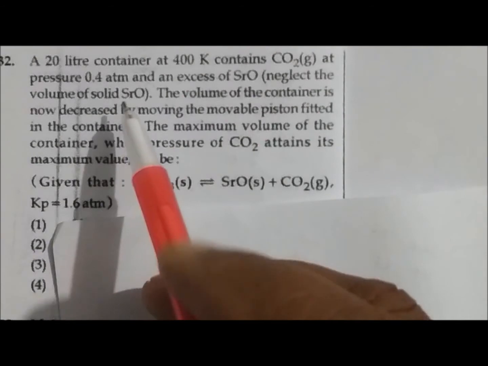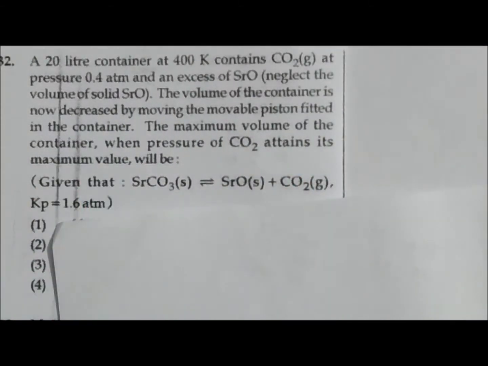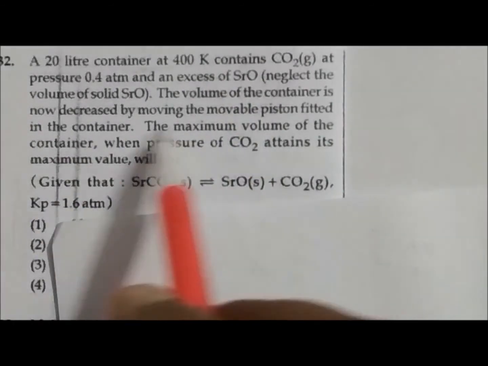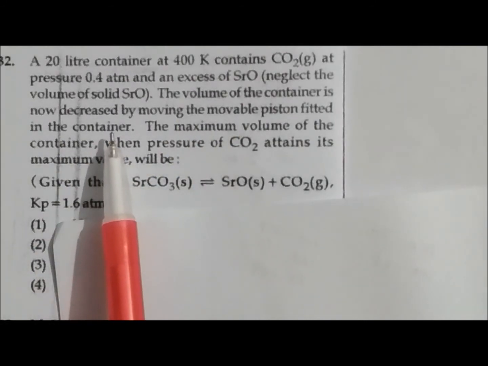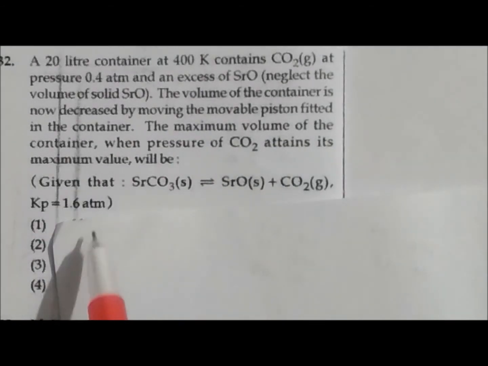A 20-liter container at 400 Kelvin contains carbon dioxide at pressure 0.4 atmosphere and excess of strontium oxide. Neglect the volume of the solid. The volume of the container is now decreased by moving the movable piston fitted in the container. What is the maximum volume of the container when the pressure of carbon dioxide attains the maximum value?